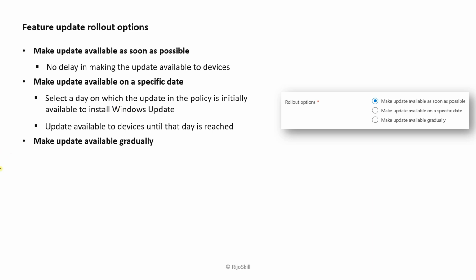Next, make update available gradually. This concept is rolling it out in stages rather than deploying it to all devices simultaneously. The other options update the devices simultaneously, but this one updates gradually, meaning it is divided into different stages, then deployed to the devices.